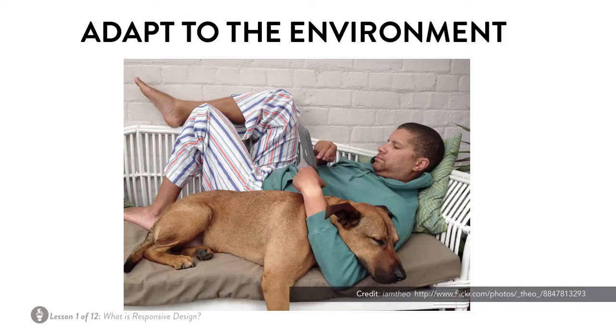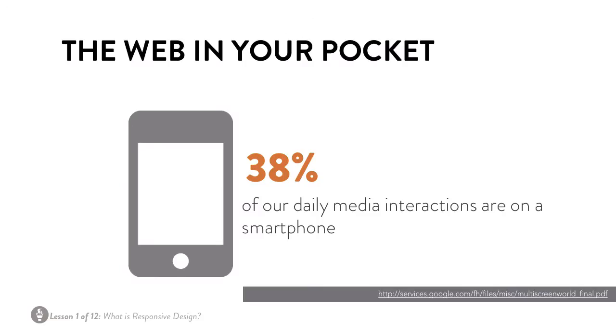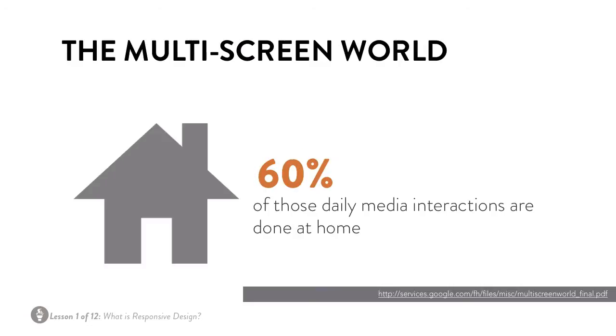Now, of course, I'm recording this in 2014, and a recent survey by Google came out with some findings that said 38% of our daily media interactions are on a smartphone. It's pretty amazing if you think about it. But what's more interesting is 60% of those daily media interactions were actually done at home, not on the go. And what's the point of this?